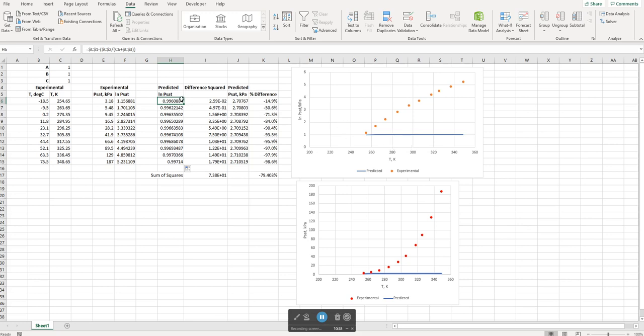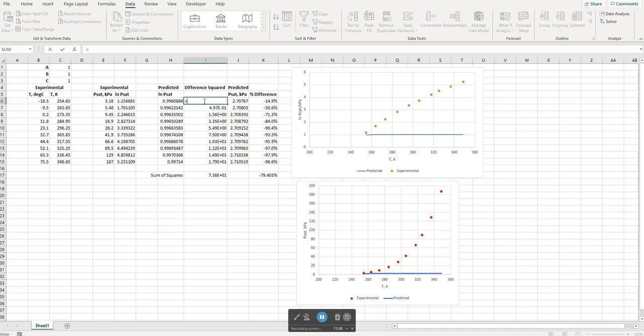So what do we want to do now? Well, we want to do least squares. We want to minimize the sum of squares of differences. And so what does that mean? Well, the first thing is we want to calculate the square of the difference at each of these data points. And so that's what this column is that I've labeled as difference squared. I want to take the predicted value minus the experimental value and square it. And so that's what I have here.